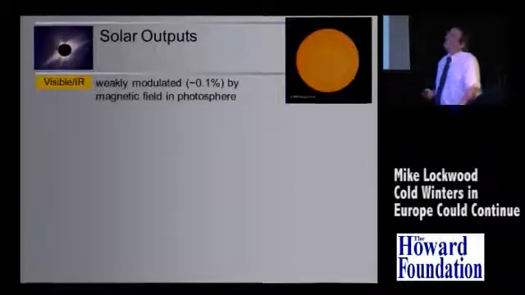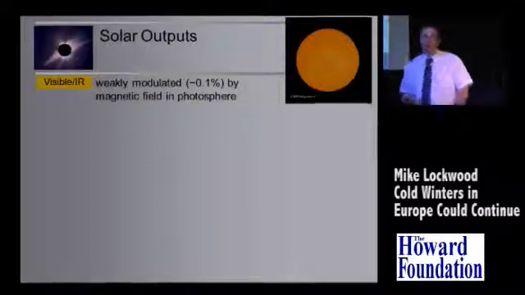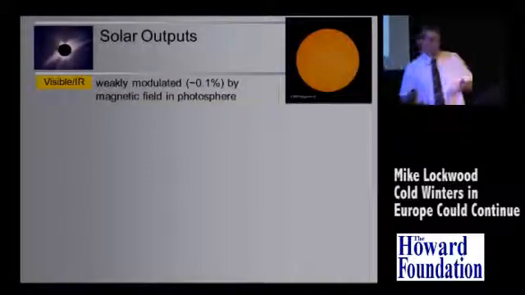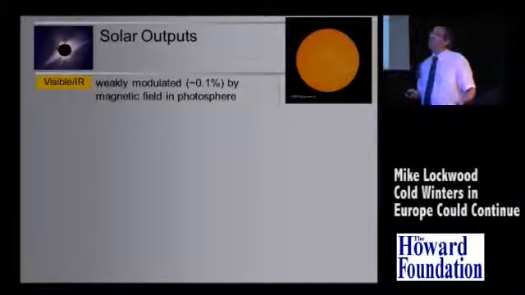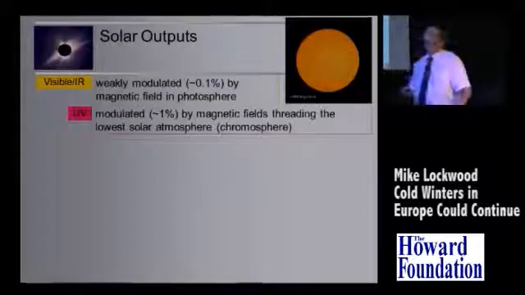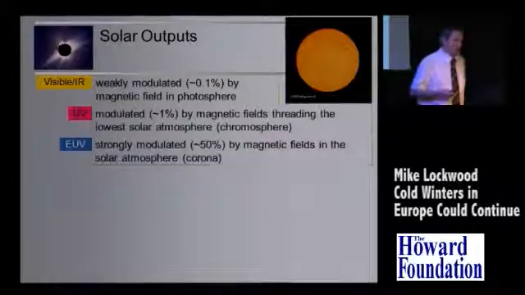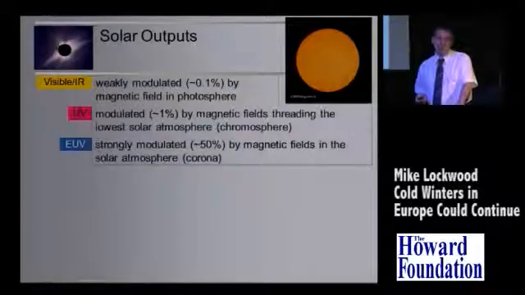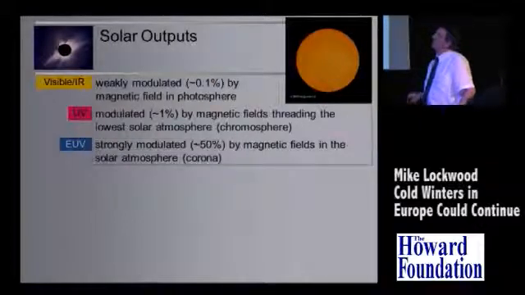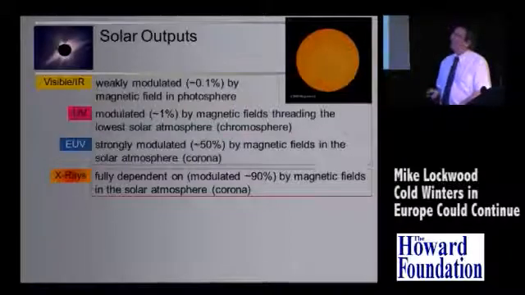The modulation of the total solar irradiance by the surface magnetic fields, dominated by the visible and infrared, is incredibly small. It's a very weak variation. On decadal timescales, we're talking about 0.1%, so a very weak modulation indeed. The ultraviolet is modulated rather more, by which I mean about 1%. This is half range to average value. The extreme ultraviolet coming from higher in the solar atmosphere is highly dependent on the magnetic field. It's about a 50% modulation. And the X-rays are almost 90% dependent on that magnetic field.